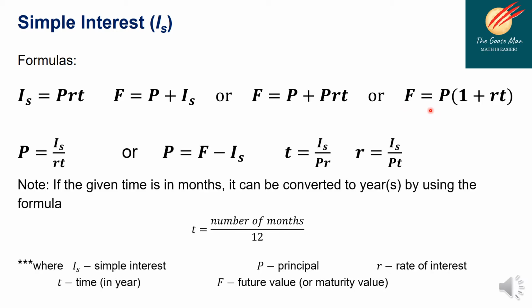So we have the following derived formulas. The present value is equal to the interest divided by the product of rate and time, or the present value is equal to future value minus the simple interest. The time is equal to the simple interest divided by principal times rate, while the rate is equal to the simple interest divided by principal times time.